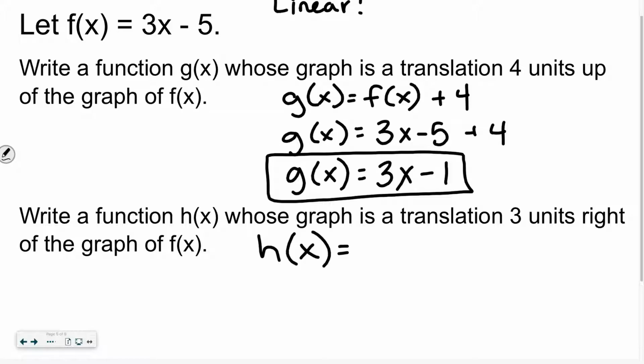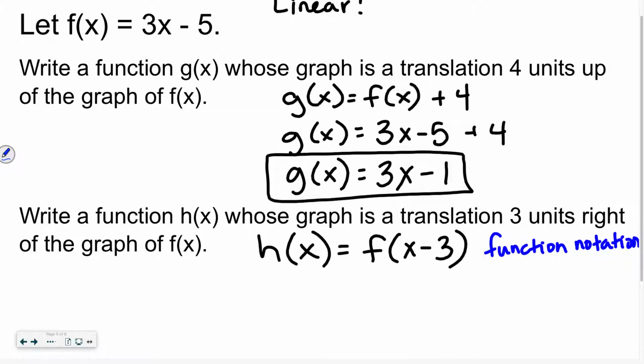So we could say that this is f of x minus 3. Okay. This version is what we call function notation. Don't let that scare you. It's just the function notation. It's the original function f shifted right 3. That's what that says.